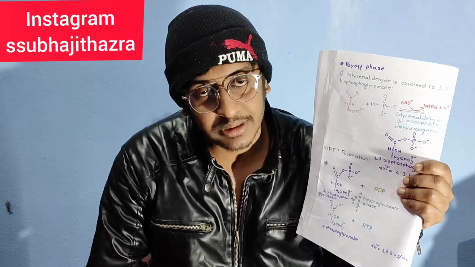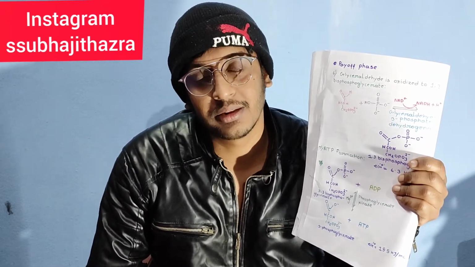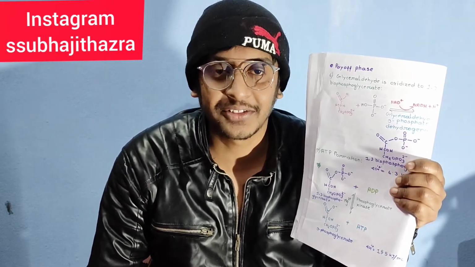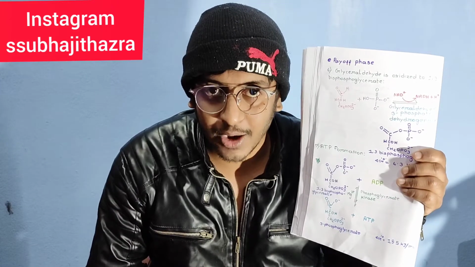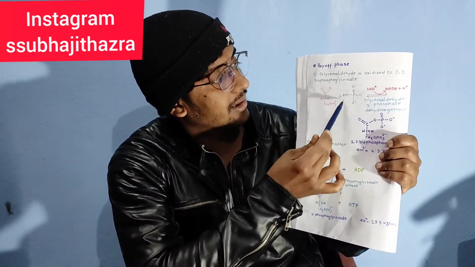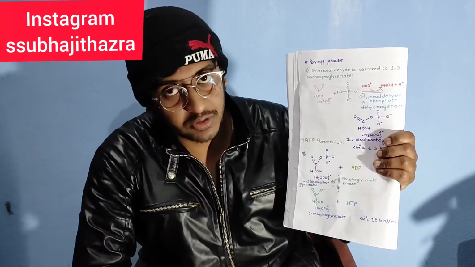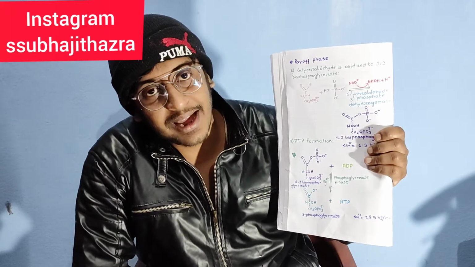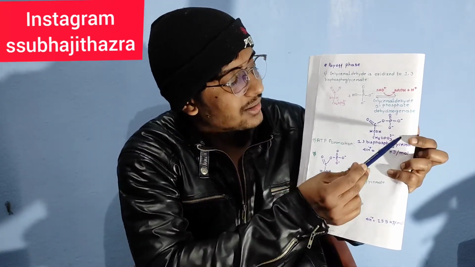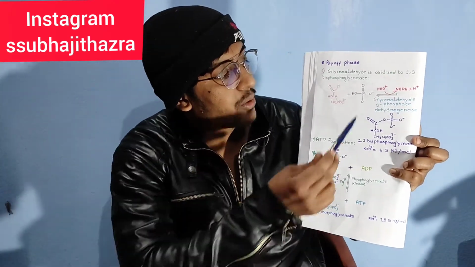As we know, glyceraldehyde 3-phosphate is formed in the preparatory phase of glycolysis. Now this glyceraldehyde 3-phosphate enters the payoff phase of glycolysis. This is the structure of glyceraldehyde 3-phosphate. It has 3 carbons, that is why it is called 3-phosphate. Glyceraldehyde 3-phosphate is transformed into 1,3-bisphosphoglycerate in the presence of NAD+.